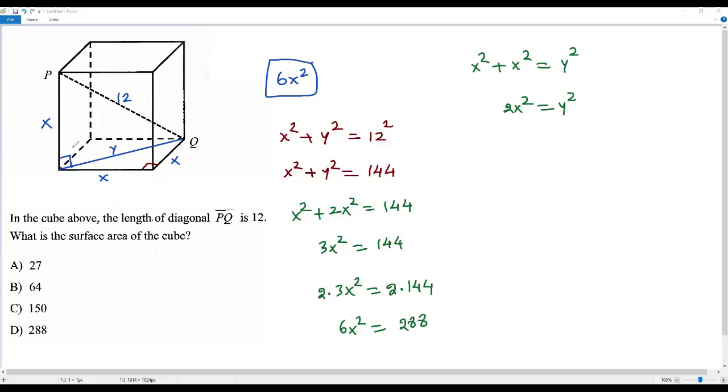We know that the area of each face is just x square because x represents the length of each side of the square face. We have 6 faces, so 6x square represents the surface area of the cube. Since we got 288 as the value of 6x square, the surface area of the cube is 288. We find this 288 in answer choice D. The correct answer choice for this question is D.